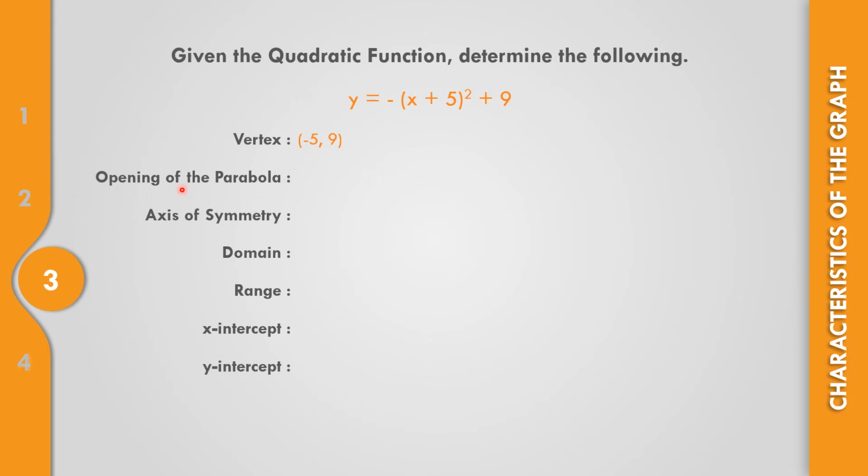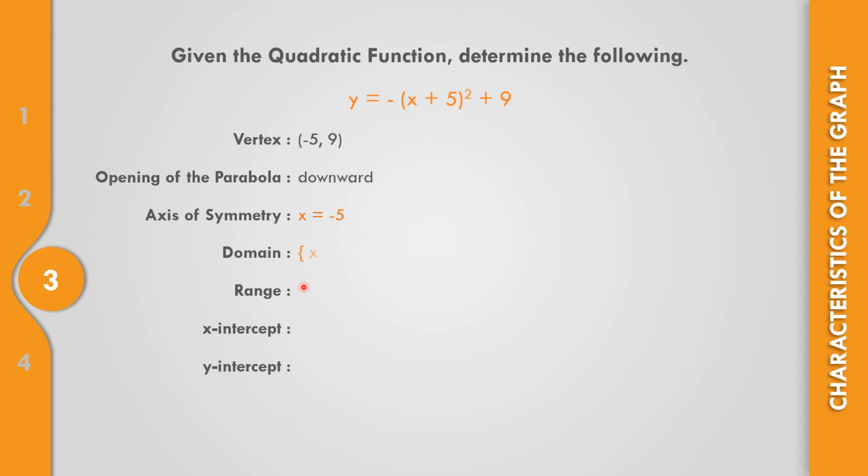How about the opening of the parabola? The value of a is less than 0. It means if a is negative, the graph opens downward. How about the axis of symmetry? Sa axis of symmetry, x is equal to h. The value of h is negative 5. So x is equal to negative 5.